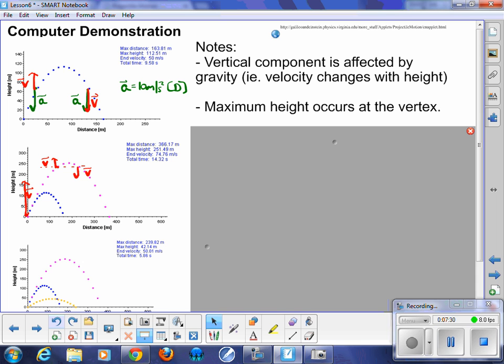Maximum height occurs at the vertex. That's why in the grade 10 course, we're so concerned with finding the vertex. So the vertex is where max height occurs. All right, max mins.